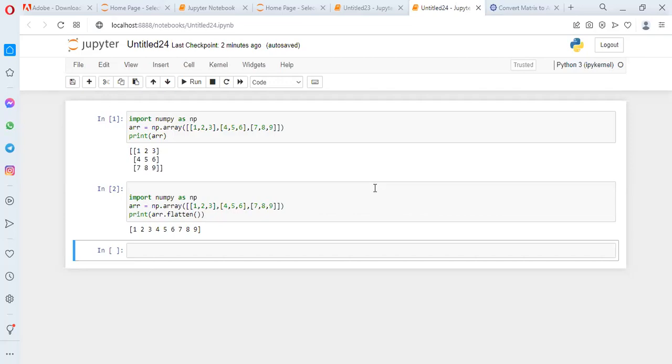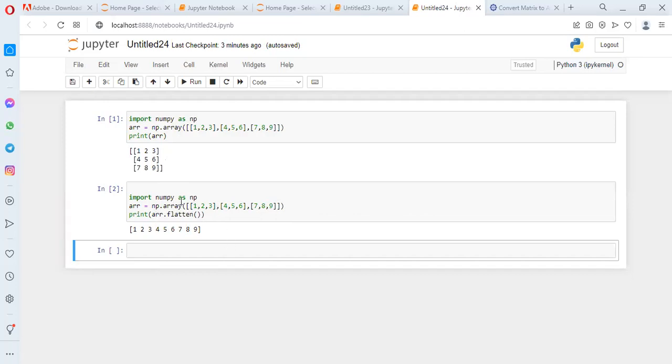What we got stuck on was how to convert a matrix into an array. This is a NumPy array, which is a simple matrix, and the matrix is printed first. In the second one, I have to convert this matrix into a one-dimensional array. If we want to convert a matrix into an array, we have to use a method called flatten. This flatten method converts the matrix into an array.